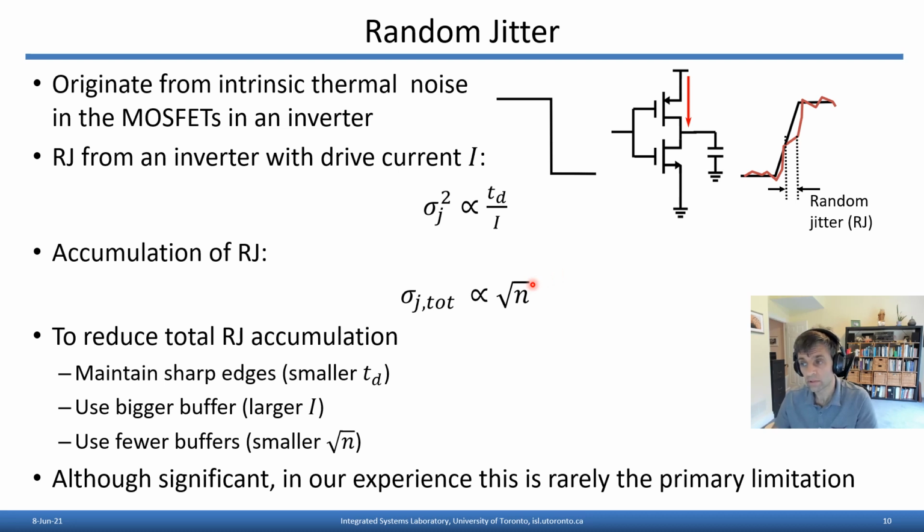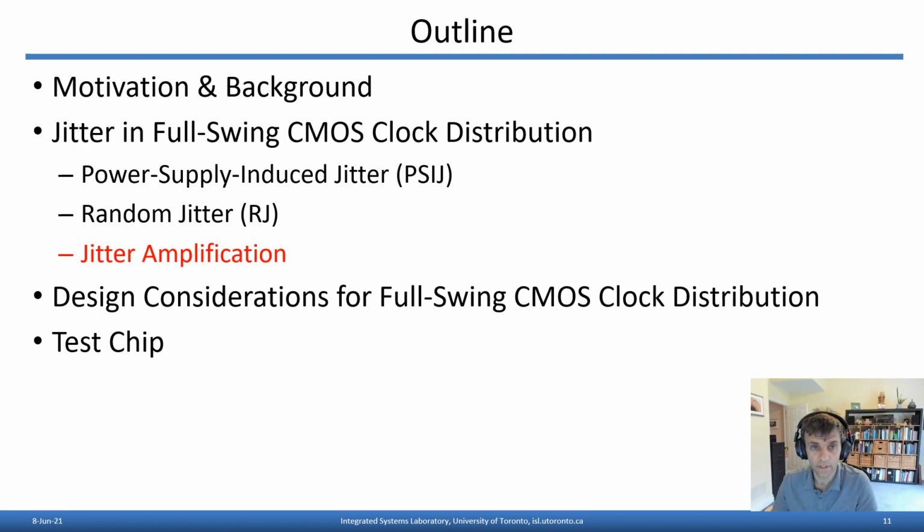So although RJ can be significant in a long chain of buffers, in our experience, this is rarely the primary source of jitter in CMOS clock distribution networks. Usually more jitter is contributed by PSIJ and/or from the accumulation of RJ. And that's what we're going to talk about next. We're going to talk about jitter amplification, which is really the magnification of input jitter that arises in a buffer.